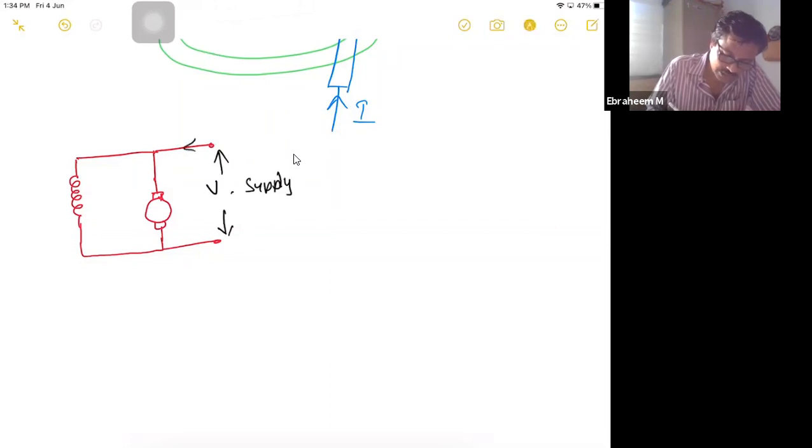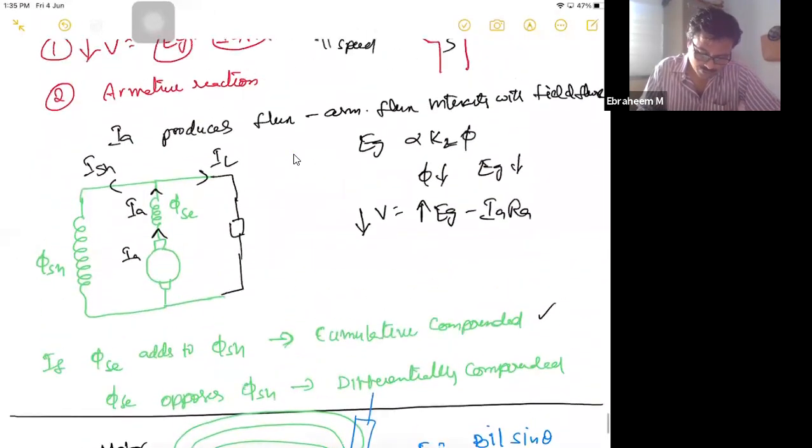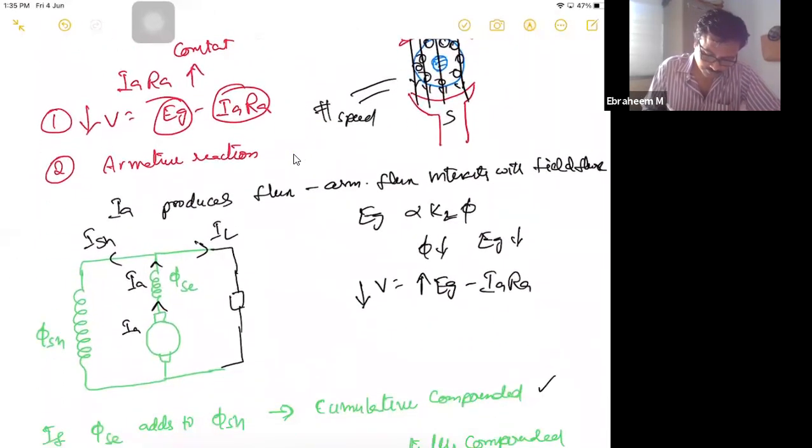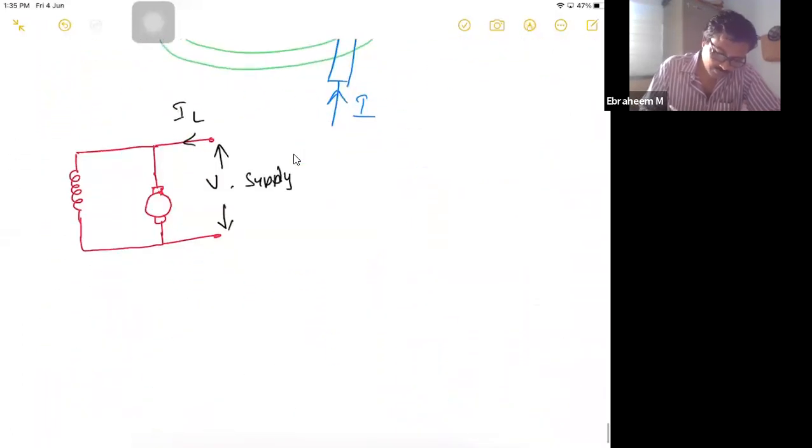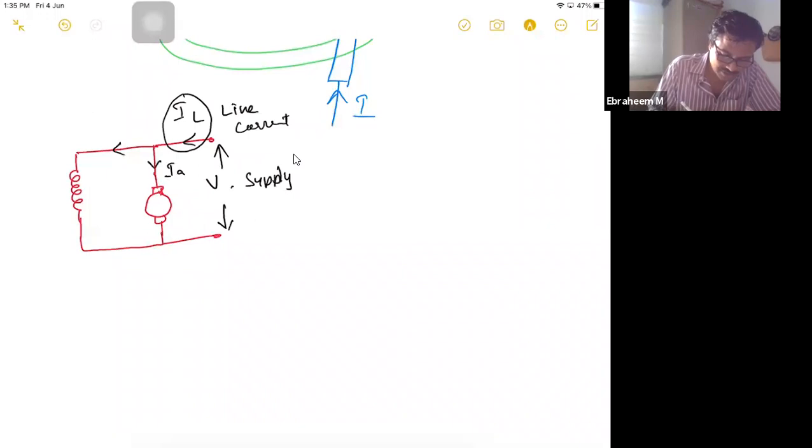Okay, so load current enters into the machine. Previously, how we have shown the load current going out, we can observe it here, right? So here this IL enters into the machine. This is not load current but line current. So this is IA, this is ISH. Okay, now there are two nodes, node 1 and node 2. So this is IL and this is IA.